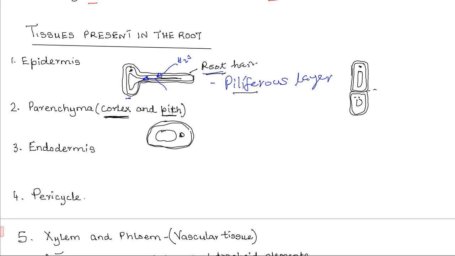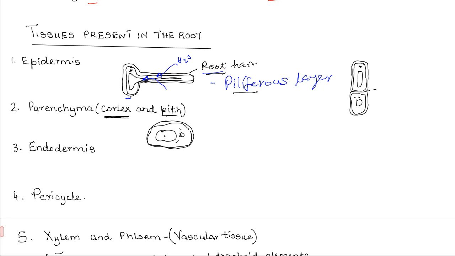So cortex and pith consist of parenchyma cells. The name depends on the location. If they're found at the center, then they make up the pith, but towards the epidermis, then they make up the cortex. Now, apart from filling up the spaces between the other tissues, the cortex and the pith also act as storage. Within these cells, they can store a lot of water and food substances.